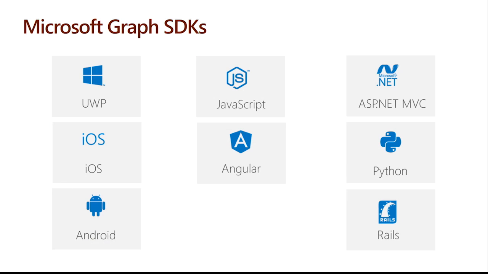But we also have a number of SDKs. And so these SDKs can make the process even easier whether you're working with mobile applications on Universal Windows, on iOS, or on Android, whether you're building JavaScript applications, or whether you're building a service and using ASP.NET MVC, or Python, or Rails. There's a number of different SDKs that are available. So definitely you're going to want to go check them out and start working with them. Okay, so that's just a very brief overview of Graph and everything that's available.